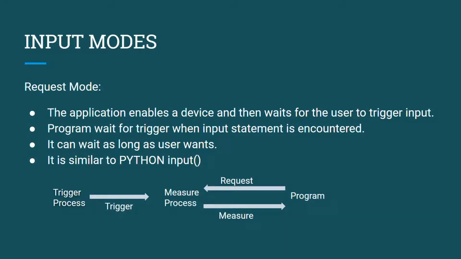So the application enables a device and then waits for the user to trigger input. It is basically similar to getting the user input from the console, like the input command in Python to get the user input. So here the program will wait until the user enters the input, and it is the user who decides how long he or she wants to take to insert the input. So the user has the power to stop an application as long as the user wants.